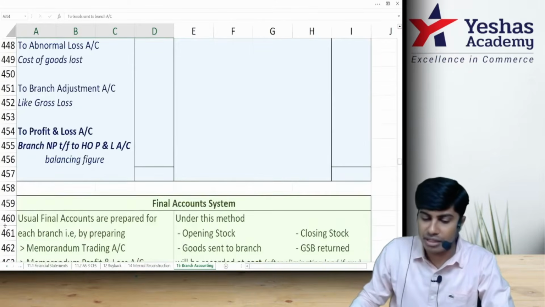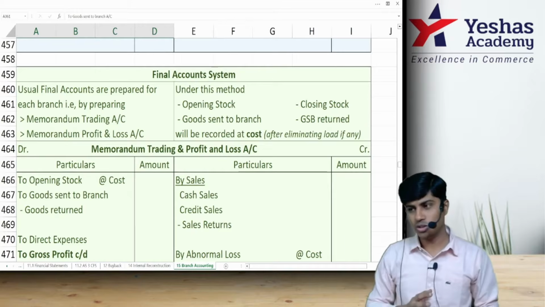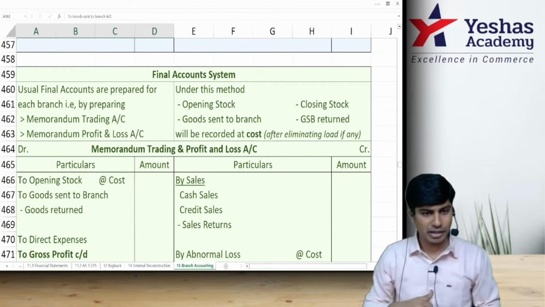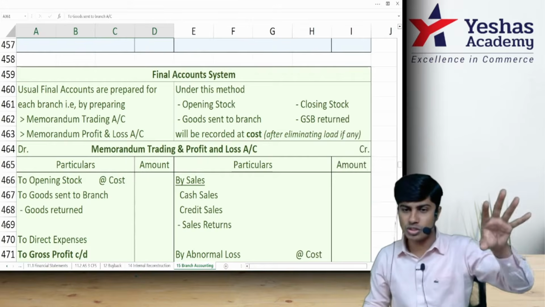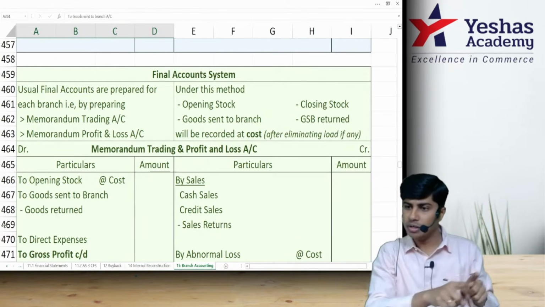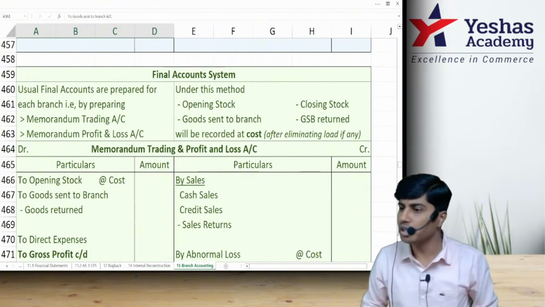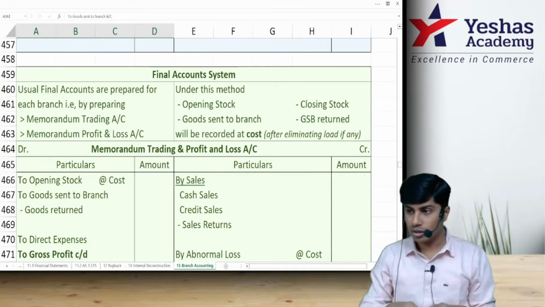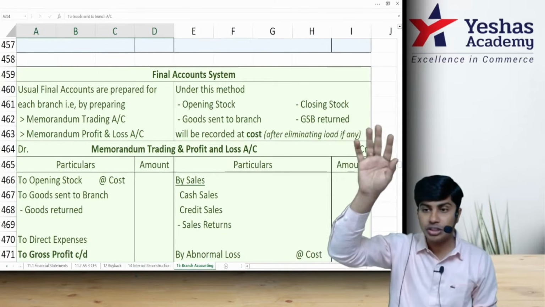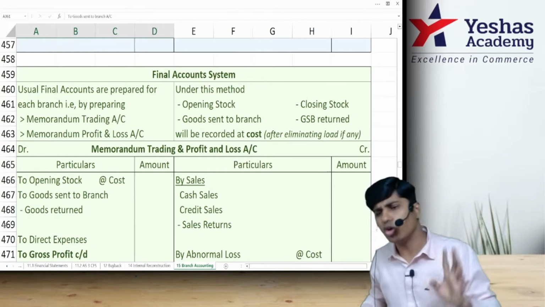Then comes the third method, which is called final accounts. This is our traditional approach, preparing trading account and P&L account. Usually what do we do? Trading account: opening stock, purchases, sales, closing stock, GP. GP you bring to P&L account: expenses, income, GP, NP. Same thing we'll do here. But in the trading account, stock items like opening stock, purchases, closing stock should always be at cost price.